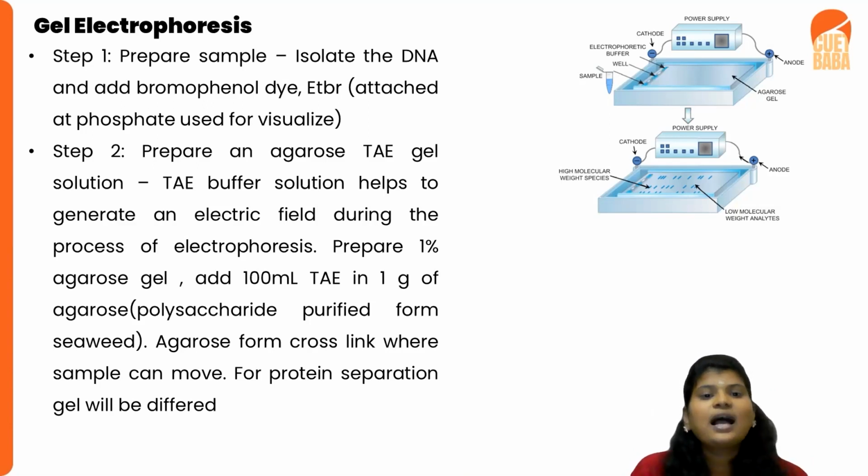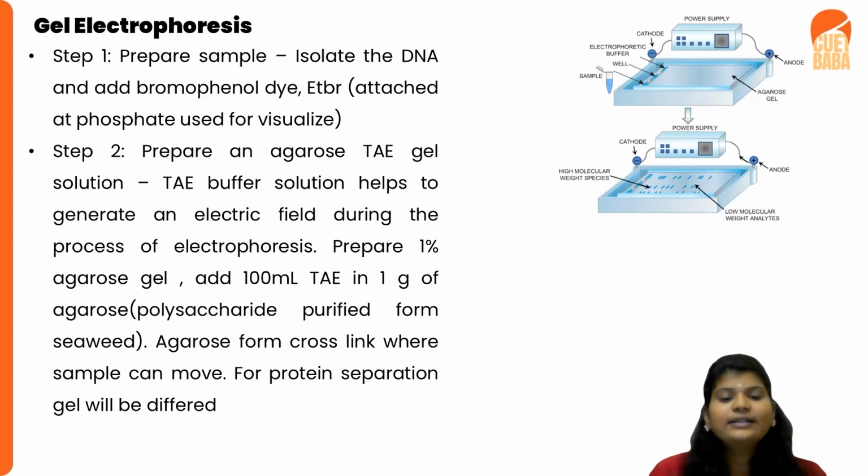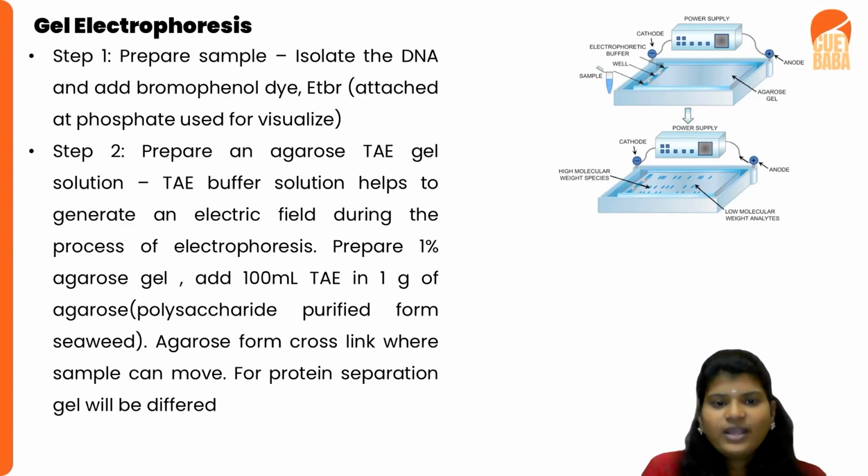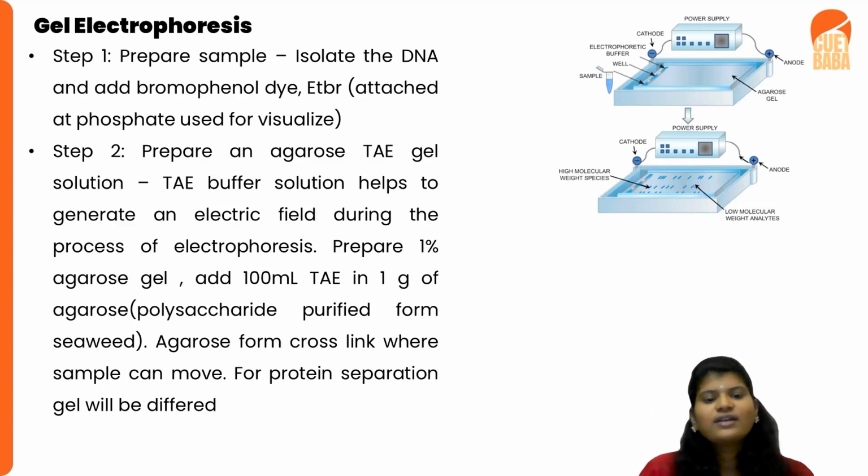The next thing is agarose preparation. It is a polysaccharide extracted from seaweed. For forming small pores which can allow the samples to run, the agarose is prepared. So 1 gram of agarose is added to 100 ml of TAE buffer.